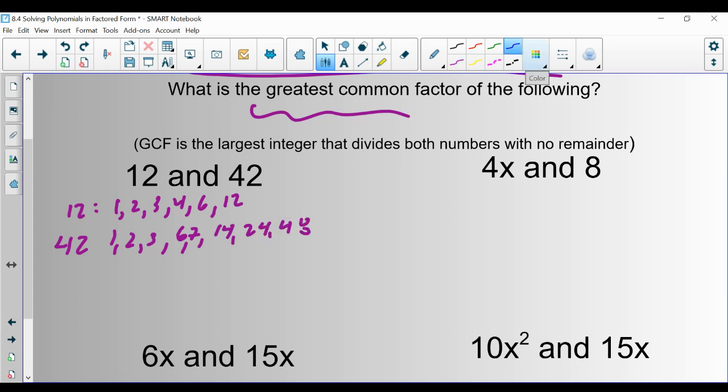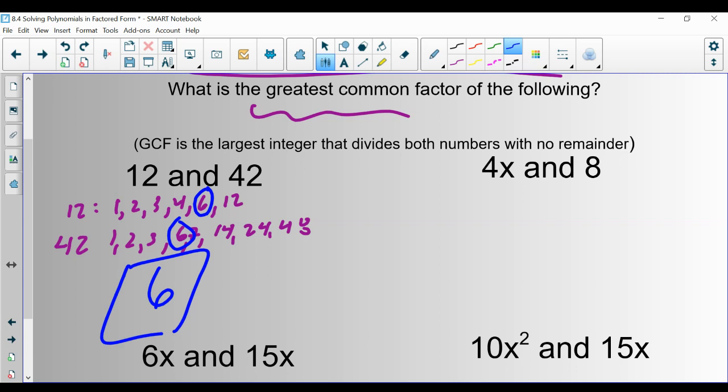So if I were to ask you what is the greatest factor they have in common, you would look through your list and you'd say, well, the greatest factor they have in common would be 6, right? Because 12 is the biggest factor of 12, but it is not a factor of 42. The greatest one they have in common is 6 here.